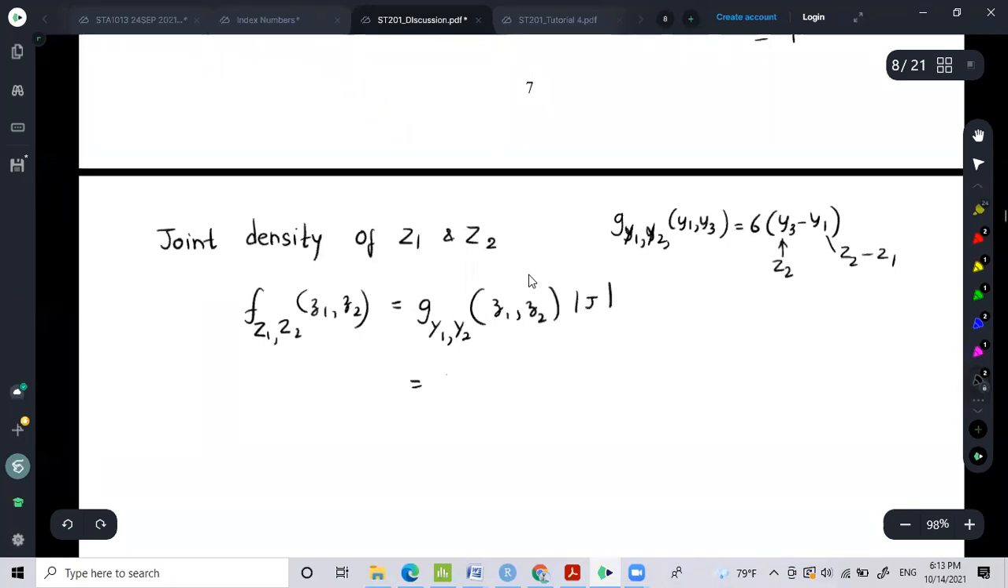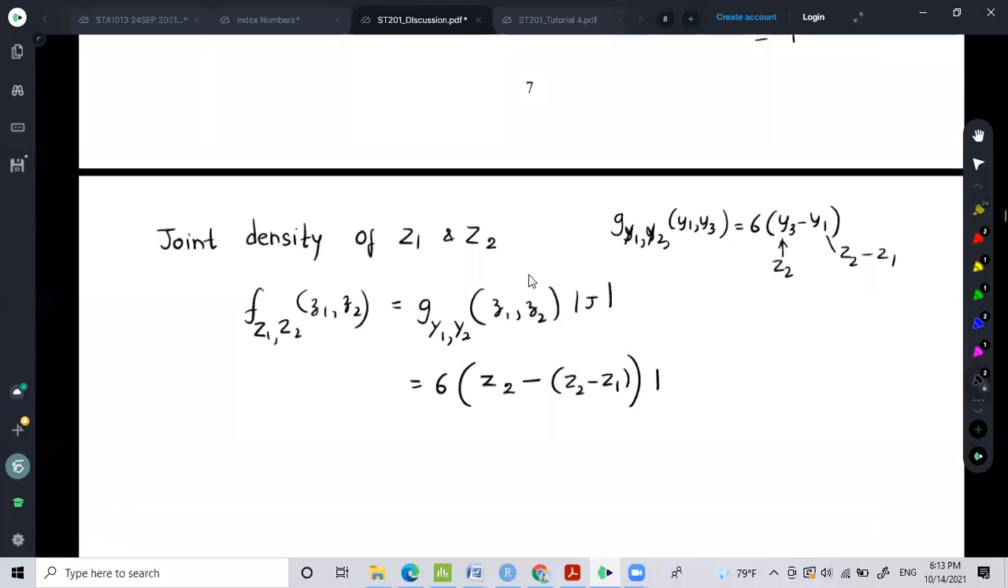Okay, so what is your answer? 6 times Y3 is Z2. Y1 is Z2 minus Z1. And the Jacobian is simply 1, right? So this Z2 and this Z2 will cancel out. Negative and negative becomes positive. So the answer is simply 6Z1.